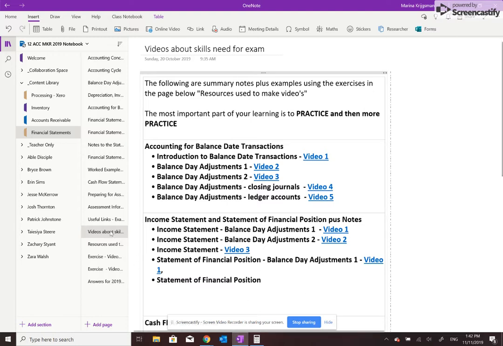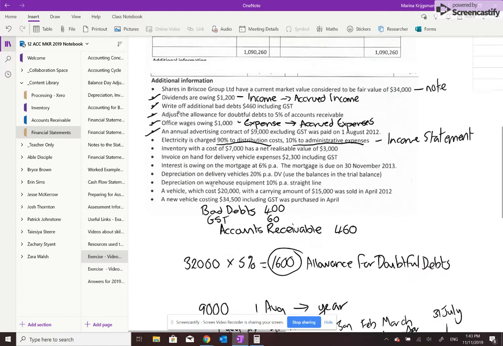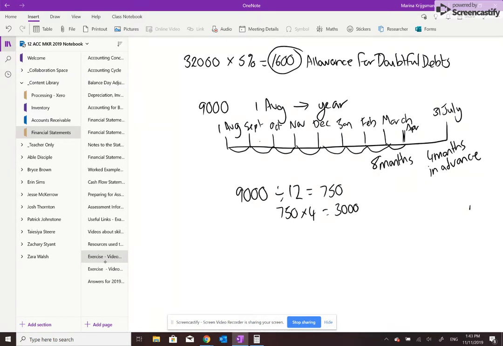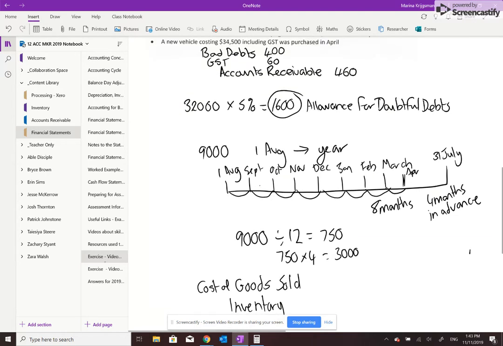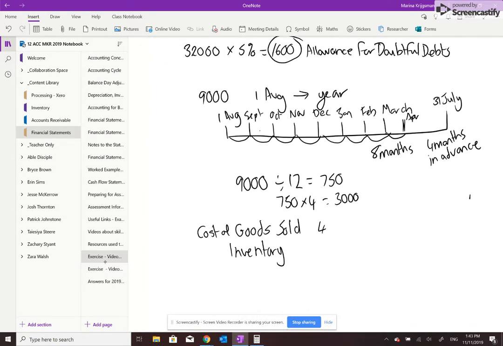Okay, we're going to continue with our statement of financial position. So we're now going to look at inventory with a cost of 7,000 that has a net realisable value of 3,000. So this means that our inventory has gone down. When we deal with that one, our cost of goods sold is our debit. It's going to increase. And our inventory is our credit. It's going to decrease. It's gone from 7,000 to 3,000, so we're going to need to put it in at 4,000.